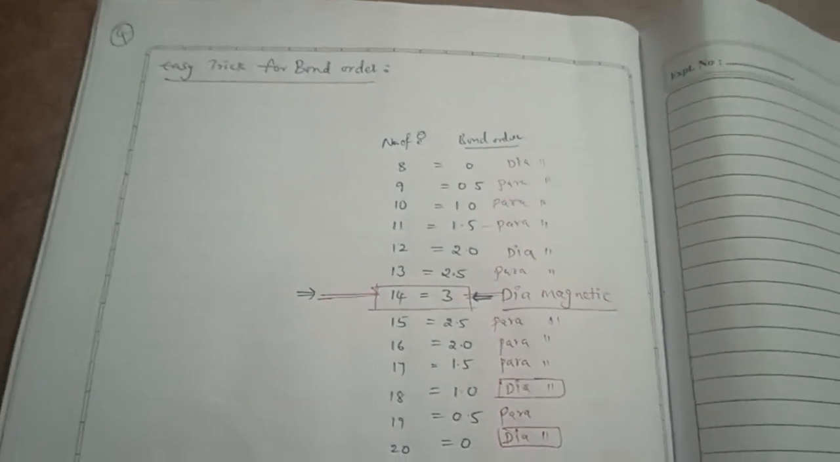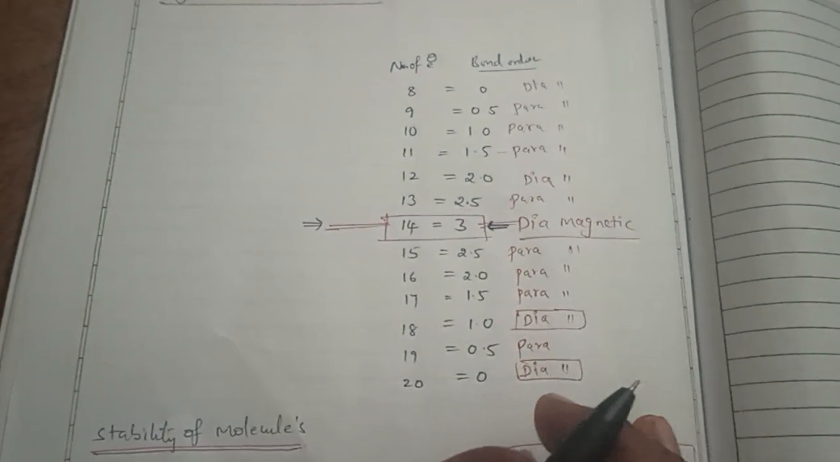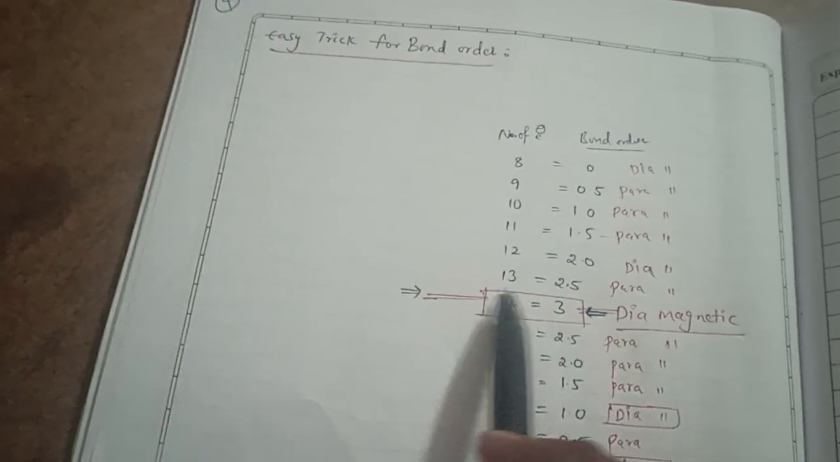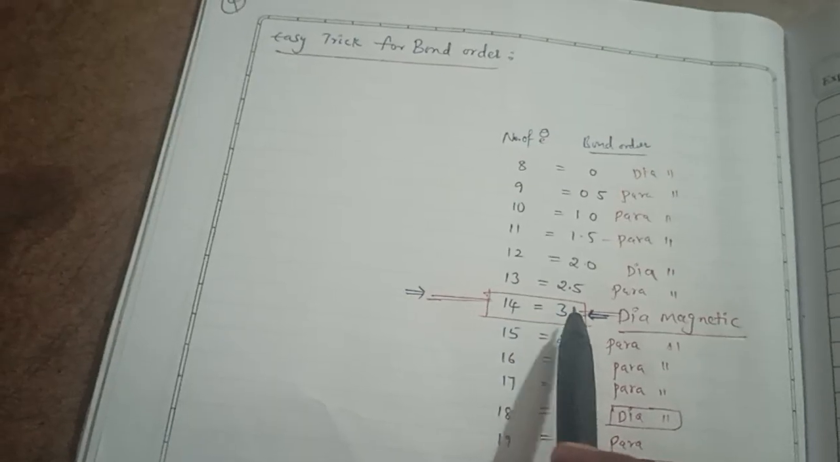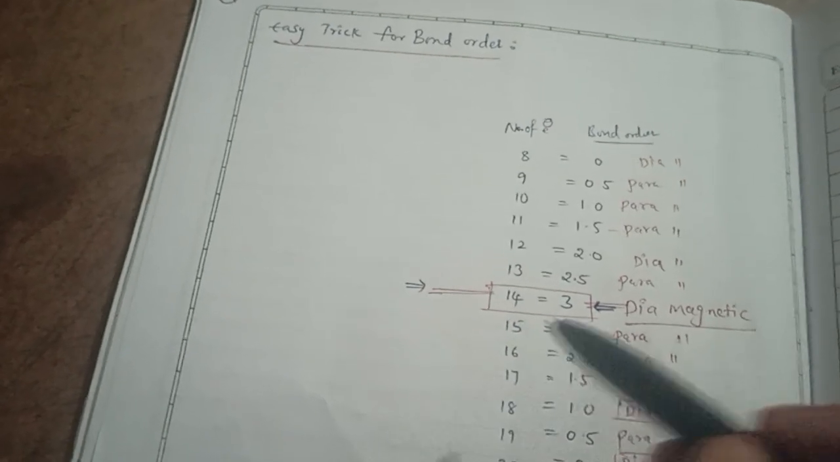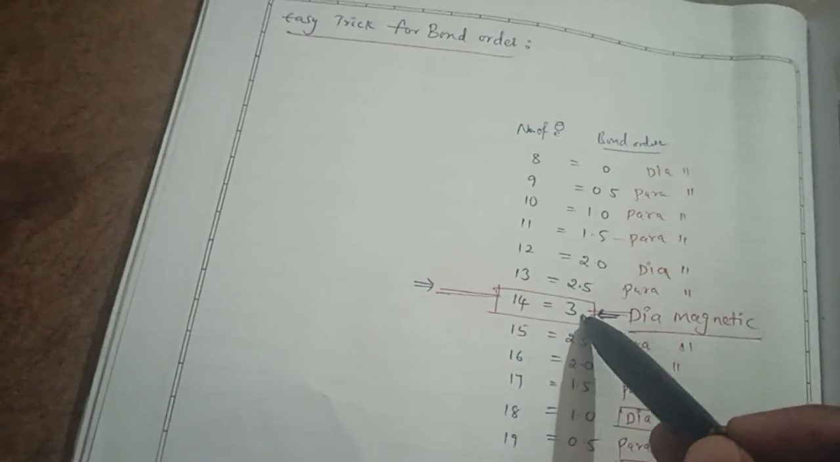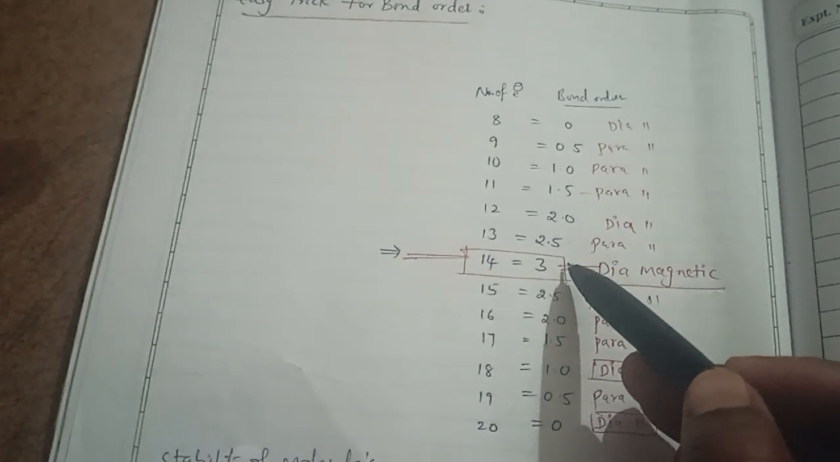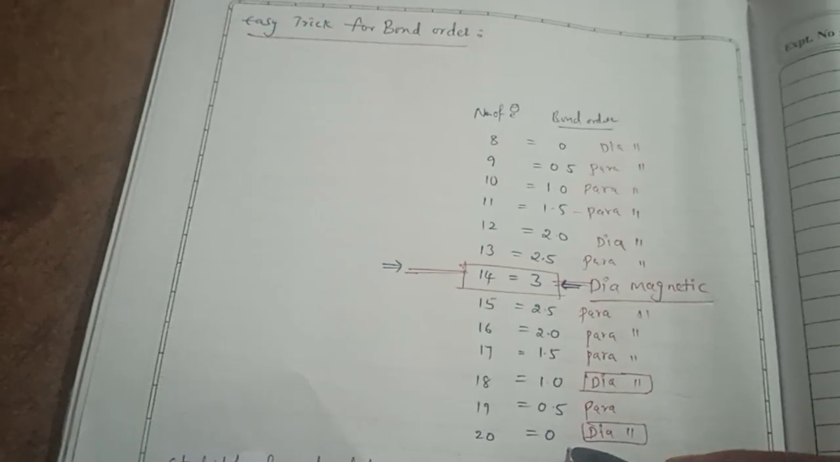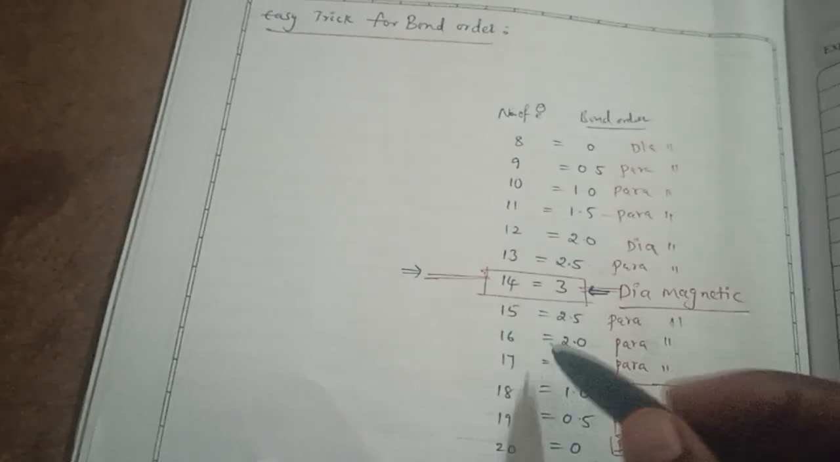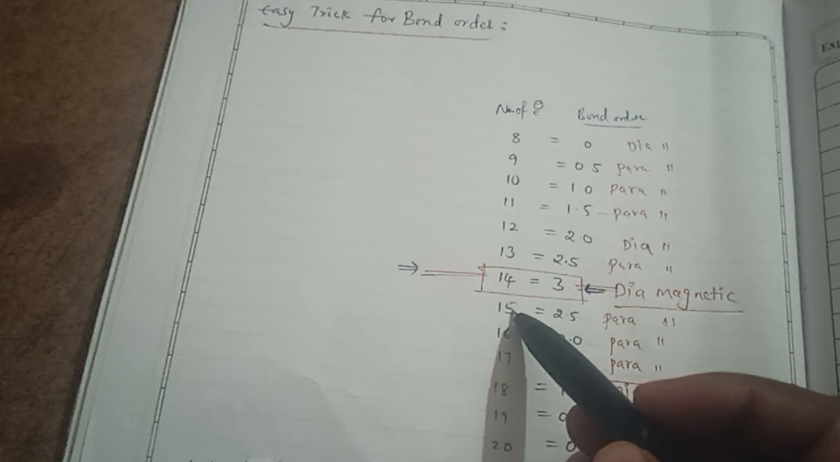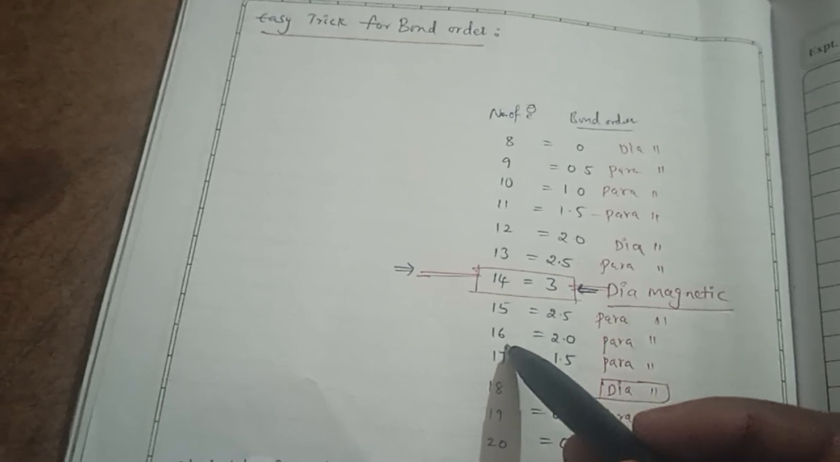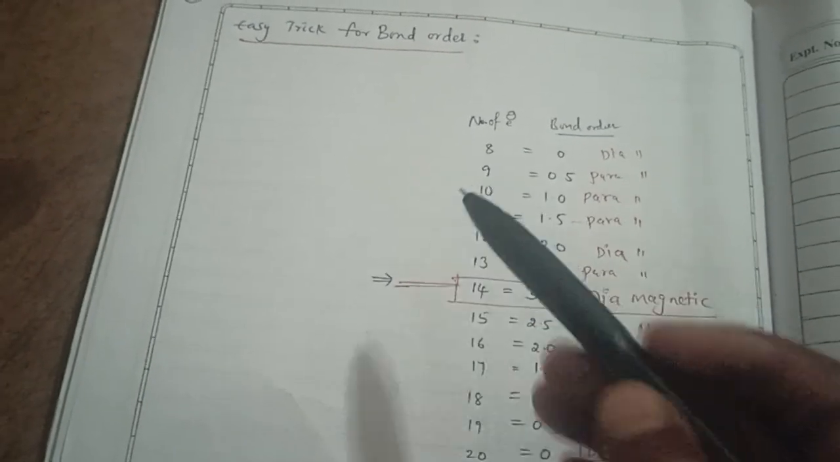And next, an easy trick for bond order, with no need to write the molecular electronic configuration. Just take a baseline, the borderline is 14 electrons, equal to bond order 3. Then from the baseline going up, you decrease the bond order by 0.5, and going down from the baseline you also decrease the bond order by 0.5, according to the molecular electrons. So 15, 16 like this, and above, 13, 12 like this.